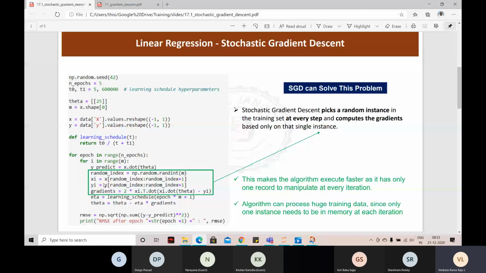Got it? So tomorrow we'll learn more about stochastic gradient descent. Okay, I'll start with the gradient descent, the whole data usage problem, and then I explain this. You got the point? Any questions here? Did you get the point?